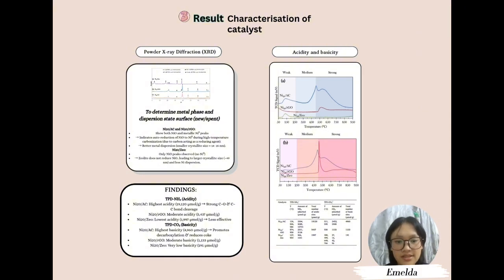So for the acidity and basicity part, nickel oxide activated carbon has the highest acidity and basicity, while nickel oxide reduced graphene oxide had moderate acidity and basicity, while nickel oxide zeolite had the lowest, making it the least effective. So overall, nickel oxide activated carbon is the best catalyst due to its strong acid-base properties and high metal dispersion.